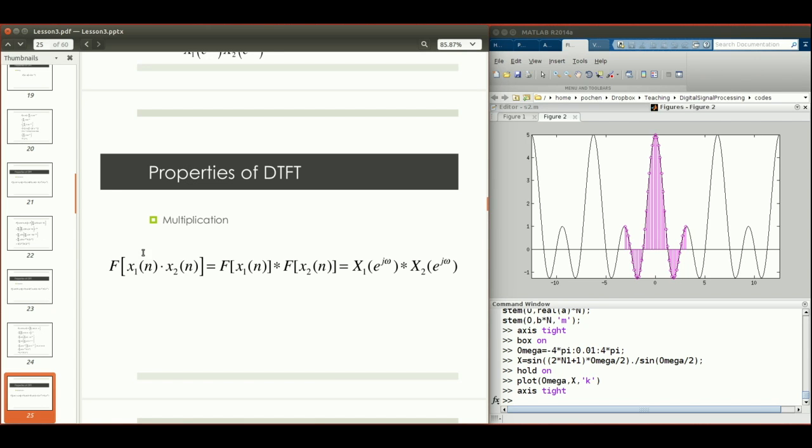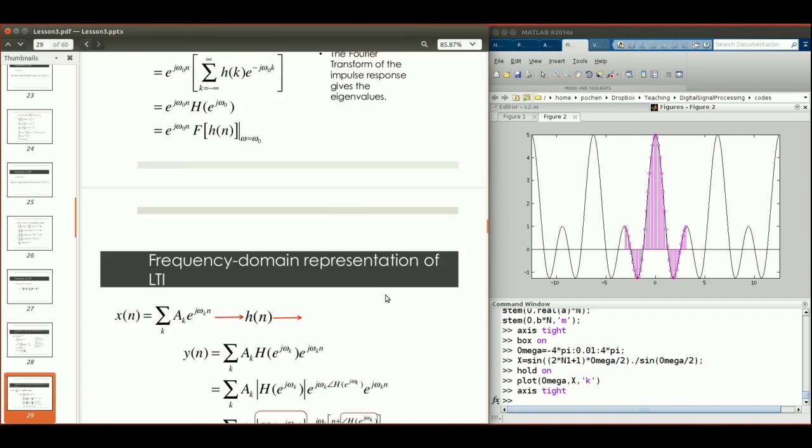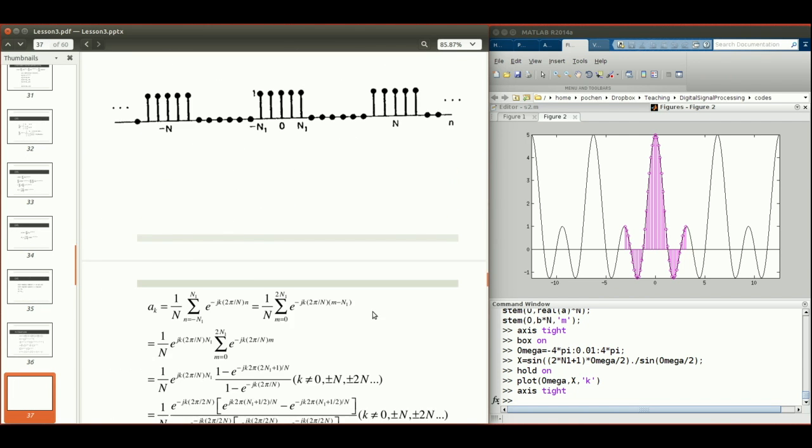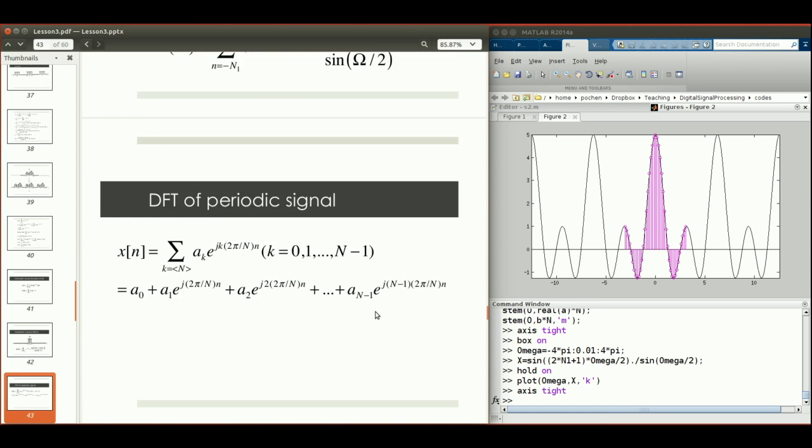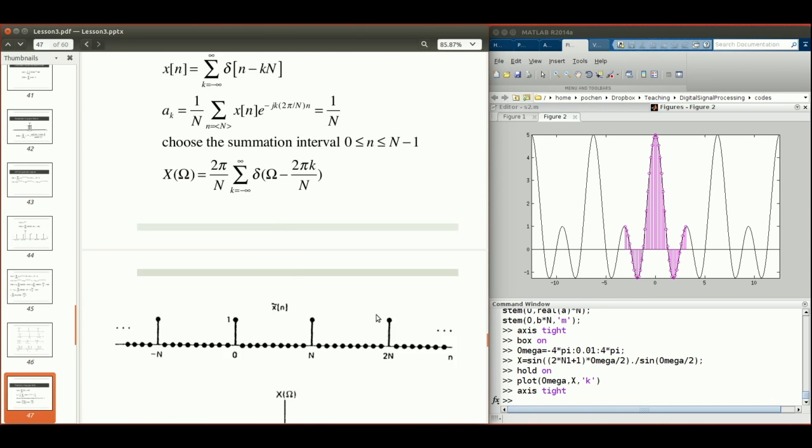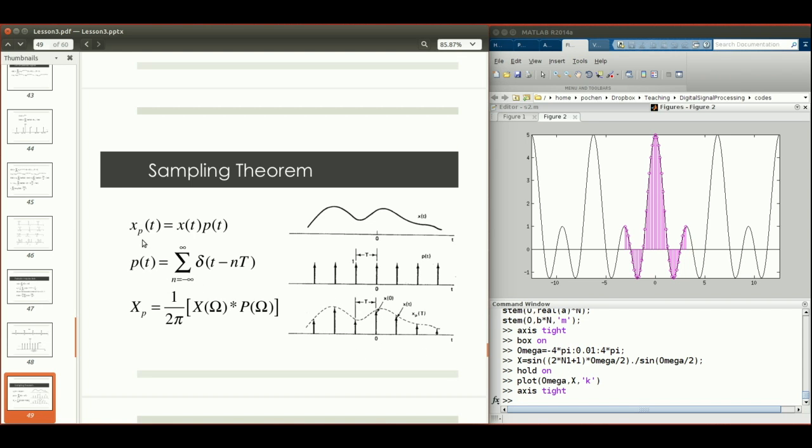So in the time domain, we basically have two signals multiplying each other. One is a continuous time original signal. The other one is a periodic impulse train. And the Fourier transform of two signals multiplying each other is equal to the Fourier transform of the first signal convolved with the Fourier transform of the second signal, right? So multiplication in the time domain is equivalent to convolution in the frequency domain. We can use that result here.